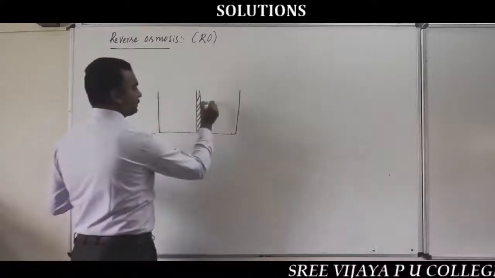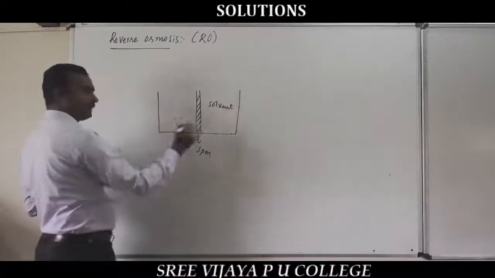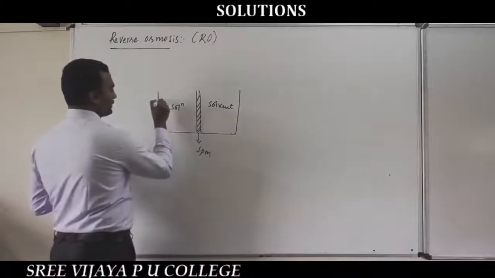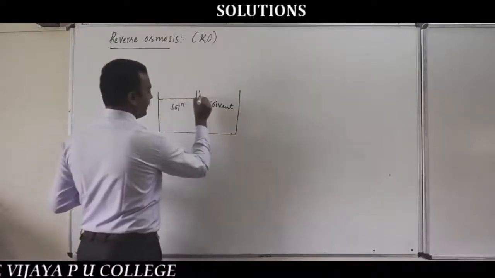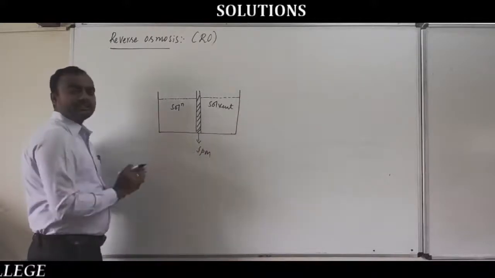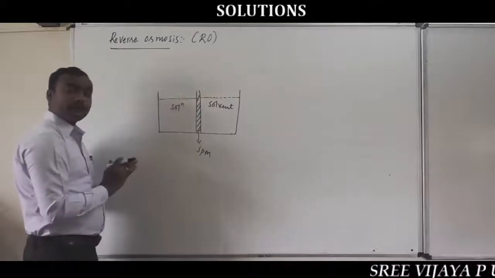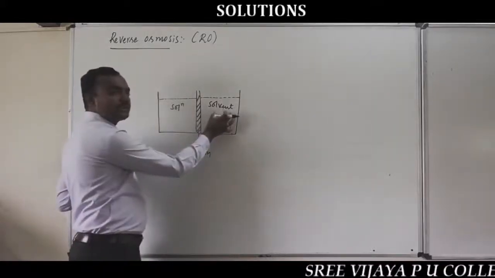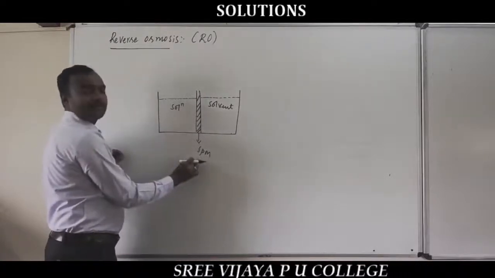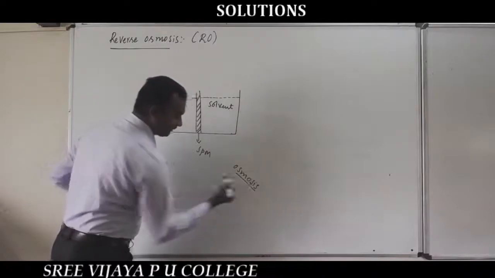Here I am going to take a solvent in one compartment, the right side compartment, and in the left side compartment I am going to take a solution. So this is the level of solution and this is the level of solvent. After some time, the solution level will rise up because the solvent molecules are moving from the solvent side to the solution side through the semi-permeable membrane. That process, already discussed, is called osmosis.